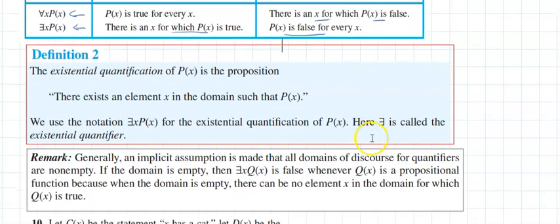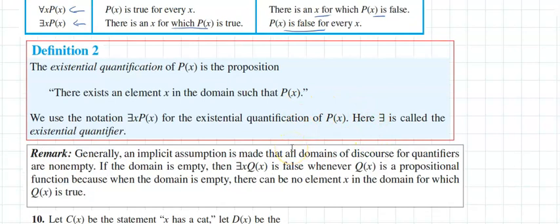Definition: the existential quantification of P of x is the proposition there exists an element x in the domain such that P of x. We use that notation: there exists an x, P of x. This is called an existential quantifier. I can never say that word right.